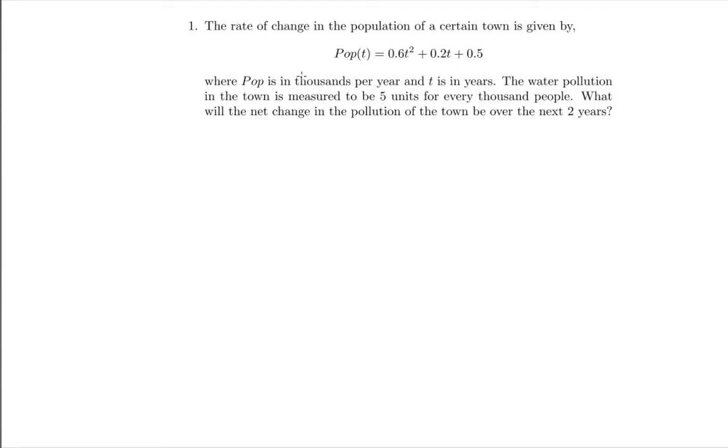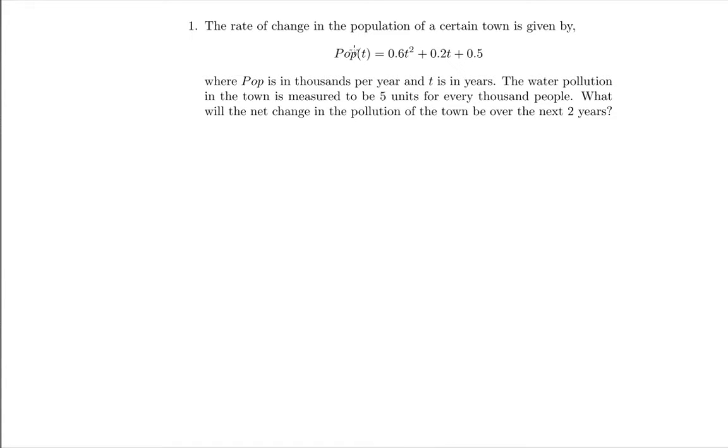Here the function pop is measured in thousands per year, and t is measured in years. The water pollution is known to be 5 units for every 1,000 people in the town. What will the net change of the pollution of the town be over the next 2 years? As I mentioned, we can get the net change in the pollution if we know the rate of change of the pollution.